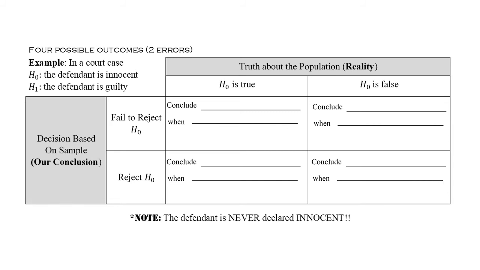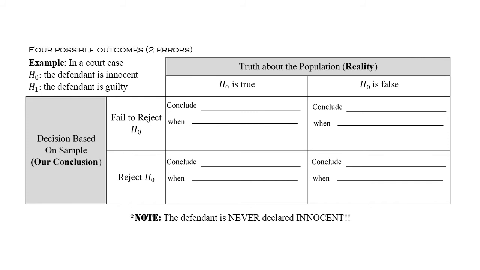In this example, we're going to look at the different types of errors that could arise when we perform a hypothesis test. So in this case, we're looking at a particular court case. Here the null hypothesis is that the defendant is innocent, and the alternative hypothesis is that the defendant is guilty.